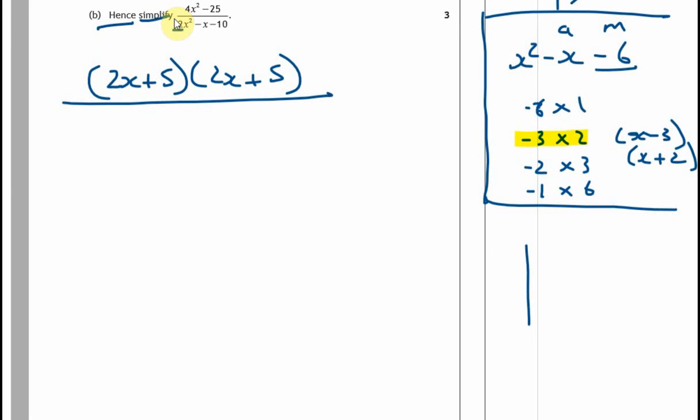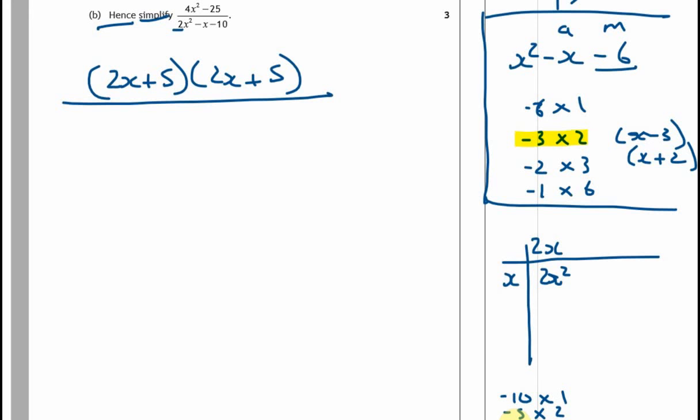So again, over here, I'm just going to draw my little table out. This time I'm going to almost trial and error. So I want to get a minus 10, and I want to get 2x squared. Well, 2x squared, let's start with 2x and x. That's going to give me 2x squared. Minus 10, what are my factors that give me minus 10? Well, I could get minus 10 times 1. I could do minus 5 times 2. I could do minus 2 times 5. And I could do minus 1 times 10. These are the factors that give me that.